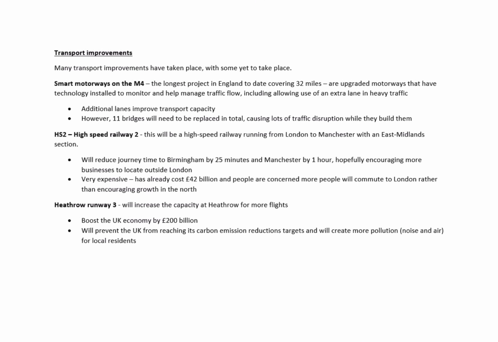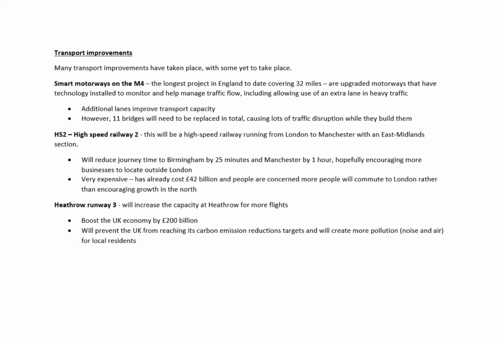Transport improvements, again, you may wish to use this within the economic development or economic world topic, the second chapter on the exam. Again, you've got things like smart motorways, which is the longest project in England, covering 32 miles. Smart motorways are where you change your motorway from 3 lanes to 4 lanes. To do this, though, you've got to change 11 bridges. It's causing lots of traffic disruption.